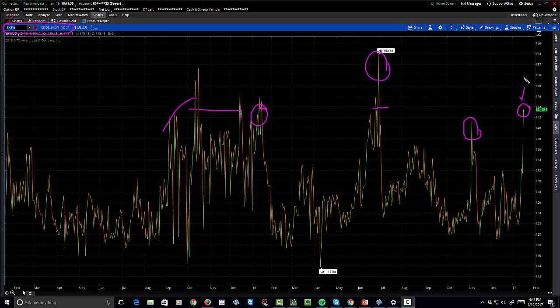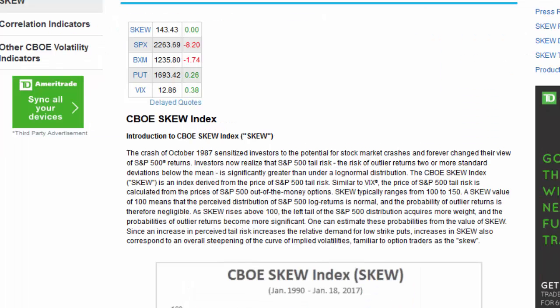So what is this SKEW index? What does it measure? And what does it really mean to us? Well, since this is a CBOE product, if we go to the CBOE webpage and go into the product description, we can start to see the description of this as significantly greater tail risk. As SKEW rises above 100, the left tail of the S&P 500 distribution acquires more weight, and the probabilities of outlier returns become more significant.